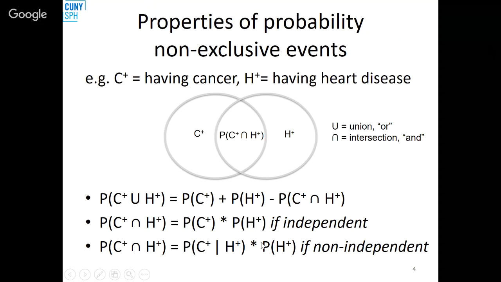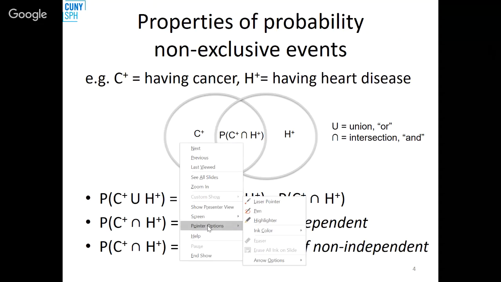So this is the probability of cancer conditional on having heart disease. What if I don't know that? What if instead I know the probability of having heart disease conditional on having cancer? How could I write this instead? Yeah? Just flip it. P of H and then C.